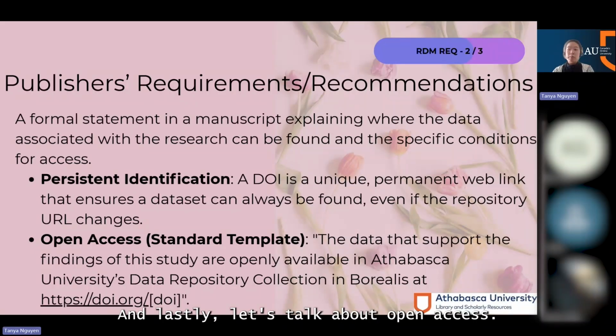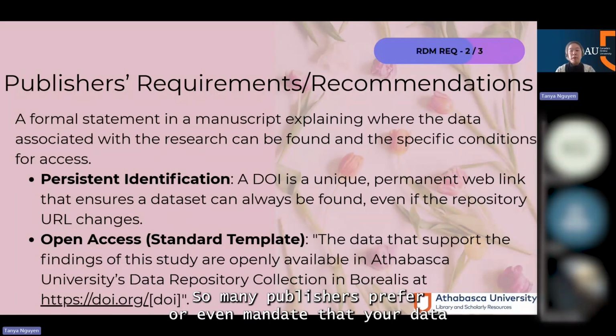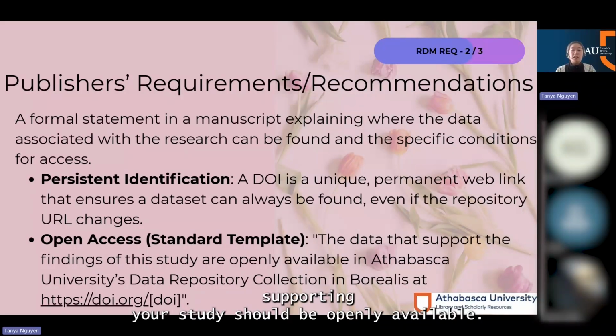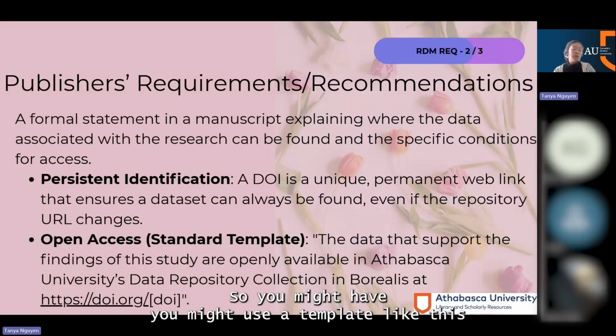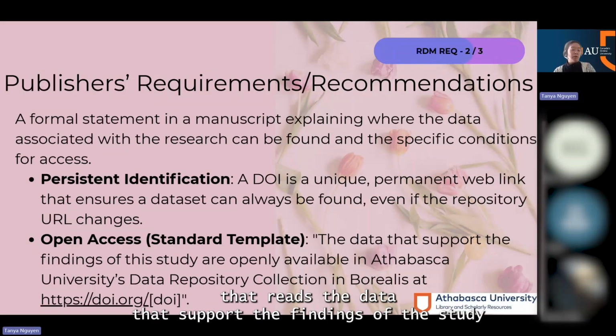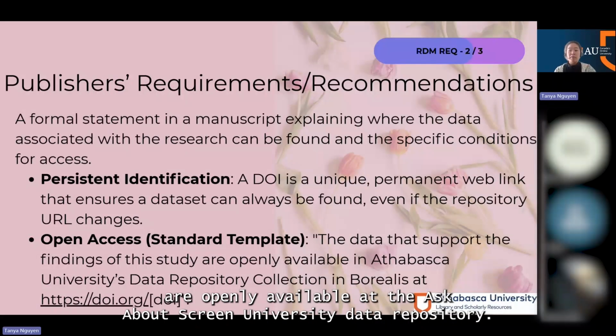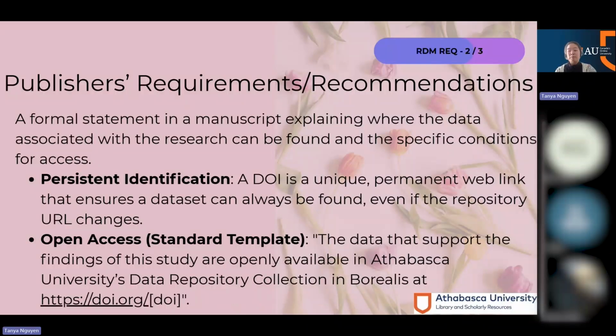And lastly, let's talk about open access. So many publishers prefer or even mandate that your data supporting your study should be openly available. So you might use a template like this that reads, the data that support the findings of the study are openly available at the Athabasca University data repository at such DOI link. So this aligns with the growing trend towards open science.